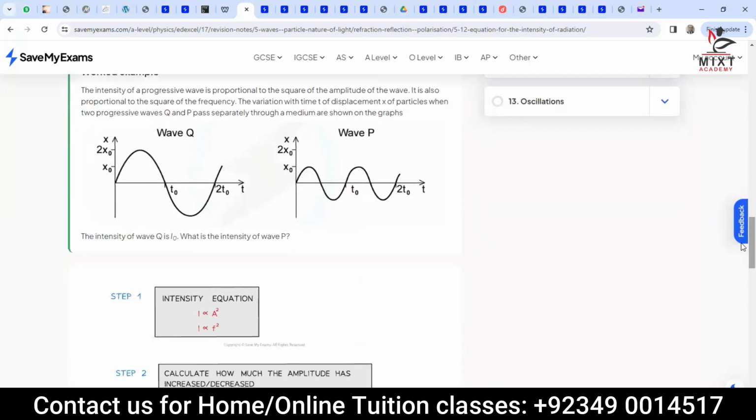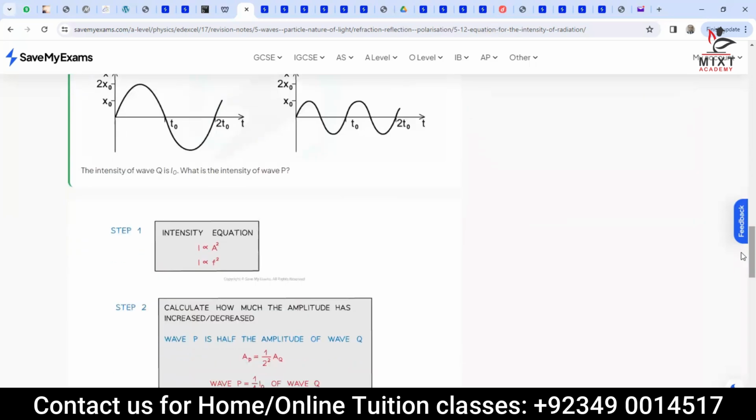Let me just show you. This is the formula you have to use. Intensity is directly proportional to a square and directly proportional to f square. So calculate how much the amplitude has increased. What you will do here, you will simply apply a formula that is AP is equal to 1 upon 2 square AQ. So wave P is equal to 1 upon 4 of I naught.